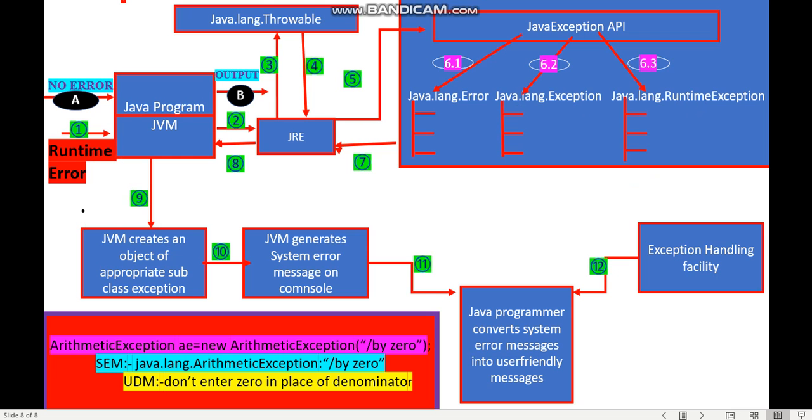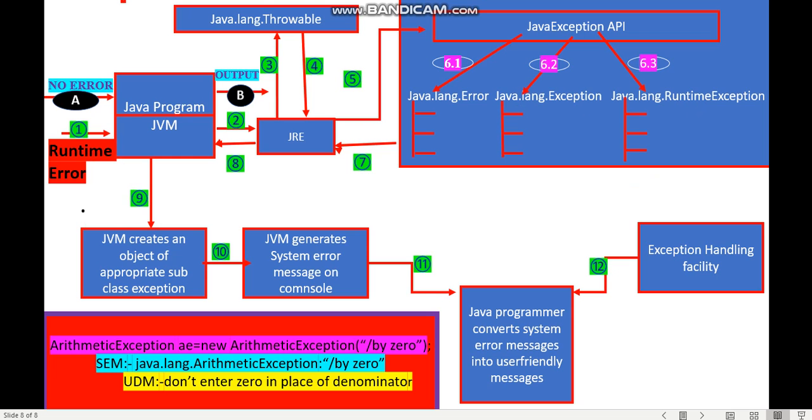Here, all of you see the steps A and B. If there is no exception in the program, then the program will be compiled and executed without any errors, and it will give you the correct output. Now, see step 1. If there is an exception in the program, then the Java program cannot be processed by the JVM. So, JVM contacts JRE in step 2.